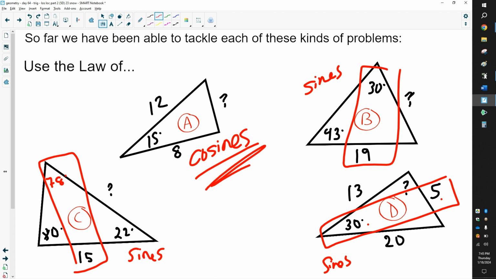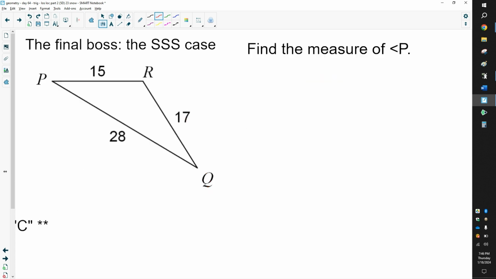There is, however, a scenario that I have not illustrated on the screen here that merits discussion, and that is the hardest kind of problem you're going to encounter in Skill 5D, and that is the side, side, side scenario, where all you have are 3 sides, and the task is to find the measure of one of the angles. In this case, we're asked to find angle P. So clearly, law of sines is going to fail here because with no angles given, there is no way to get a complete set of side and angle.